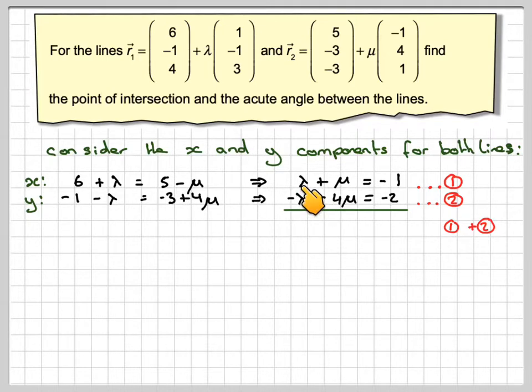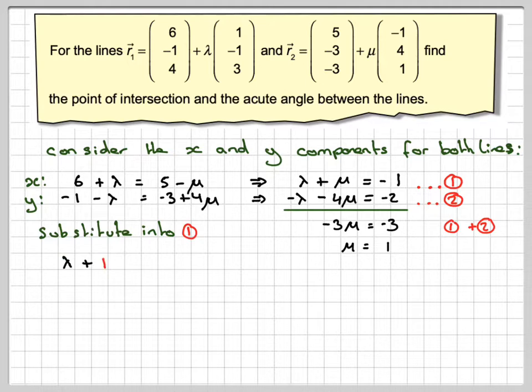So lambda minus lambda gives me nothing. Mu minus 4 mu gives me minus 3 mu. And minus 1 plus minus 2 gives me minus 3. Therefore, mu will be equal to minus 3 divided by minus 3, which is 1. We'll now substitute into either 1 or 2. They go into 1. We've got lambda plus 1, because mu is 1, is equal to minus 1. That gives lambda is equal to minus 2. So we've got a value of 1 and minus 2 when the x and y components meet.